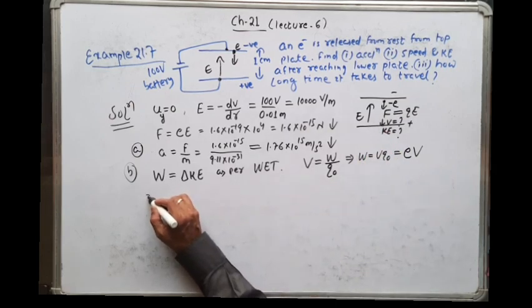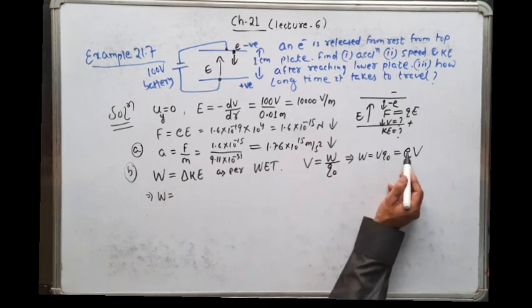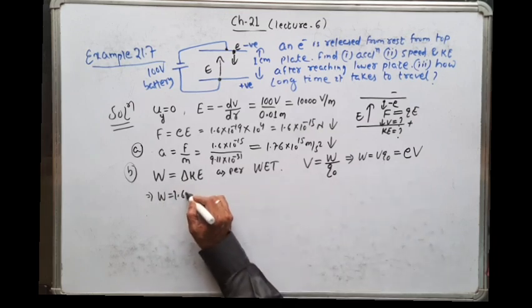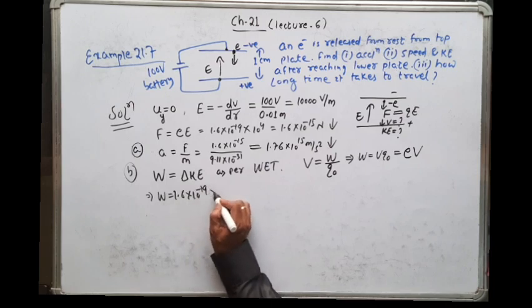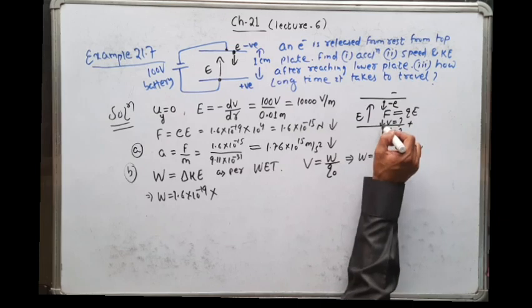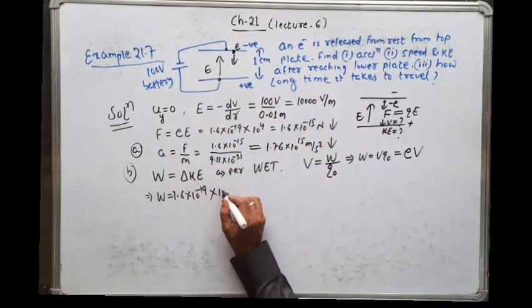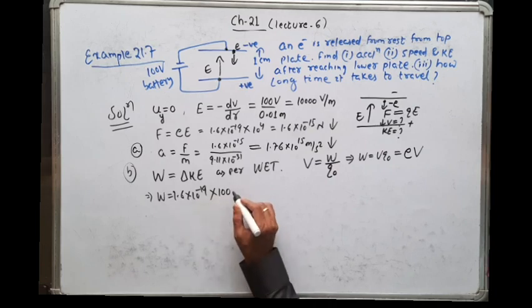So I can write W, which is equal to the charge of the electron, that is e, 1.6 into 10 to the power minus 19 coulomb, into V. What is V? V is the potential difference between these two plates. So what is the potential difference between the two plates? 100 volt. Just multiply by 100 volt. So this is the work done.